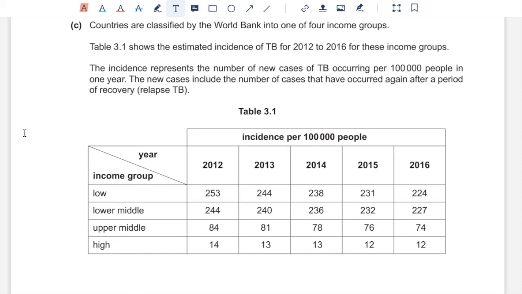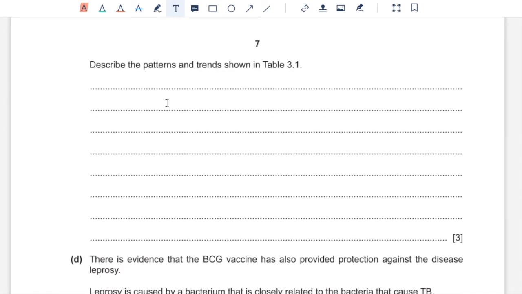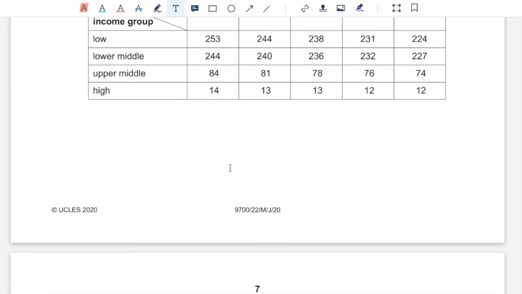In this table you can see that as you go from low income groups to higher income groups, the number of incidents decreases, and the number of incidents also decreases as time increases, when you go from the year 2012 to 2016. You can mention those 2 points in your answer where you're supposed to describe the patterns and trends, and for the third mark you can quote some data from the table.